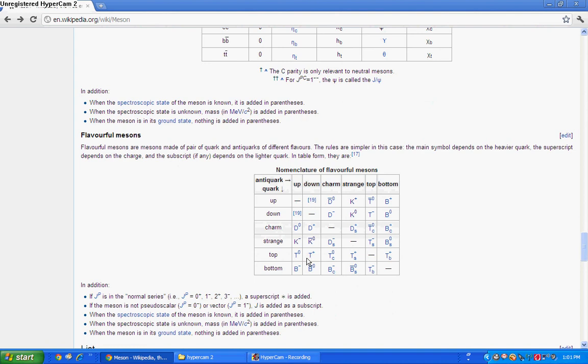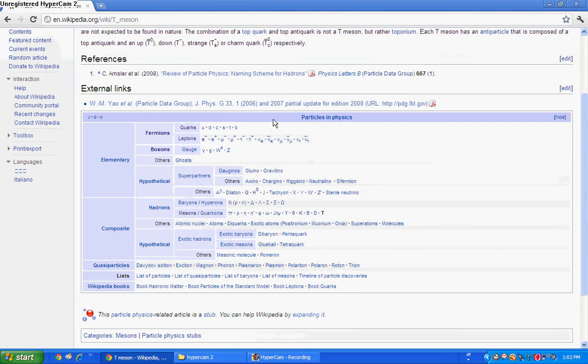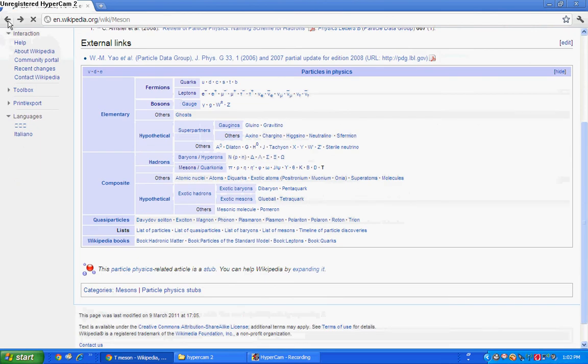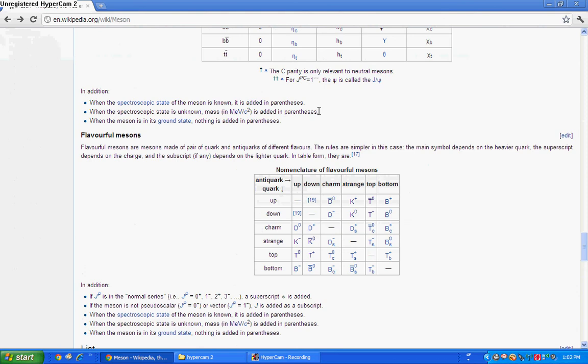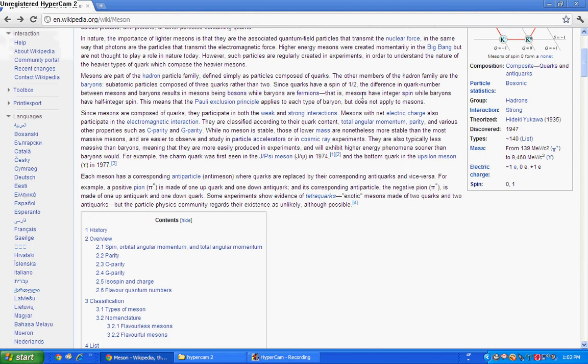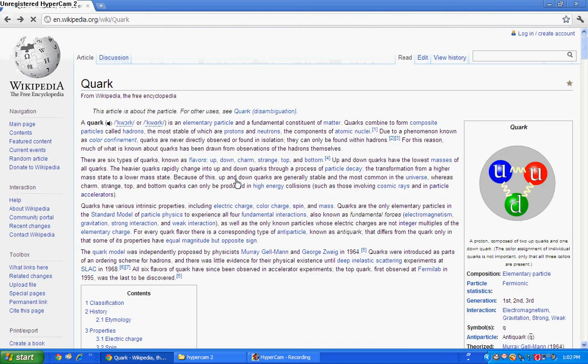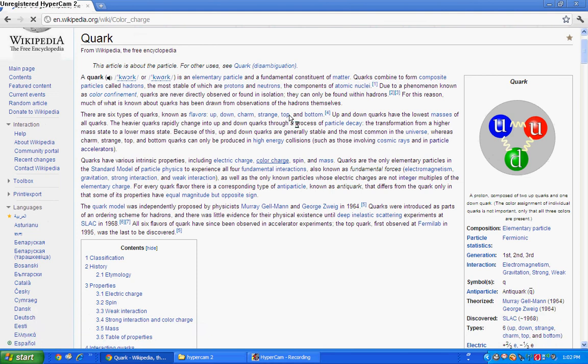Anyway, here's a meson with a top quark in it. These mesons are extremely unstable, and as it says, T mesons are not expected to be found in nature, because the top quark is just so unstable. In fact, let's go to the top quark page. This is a really cool quark, because it's not standard, very unstable. Let's go back from the meson page to the quark page, and get into a little bit about this top quark. Here we go.